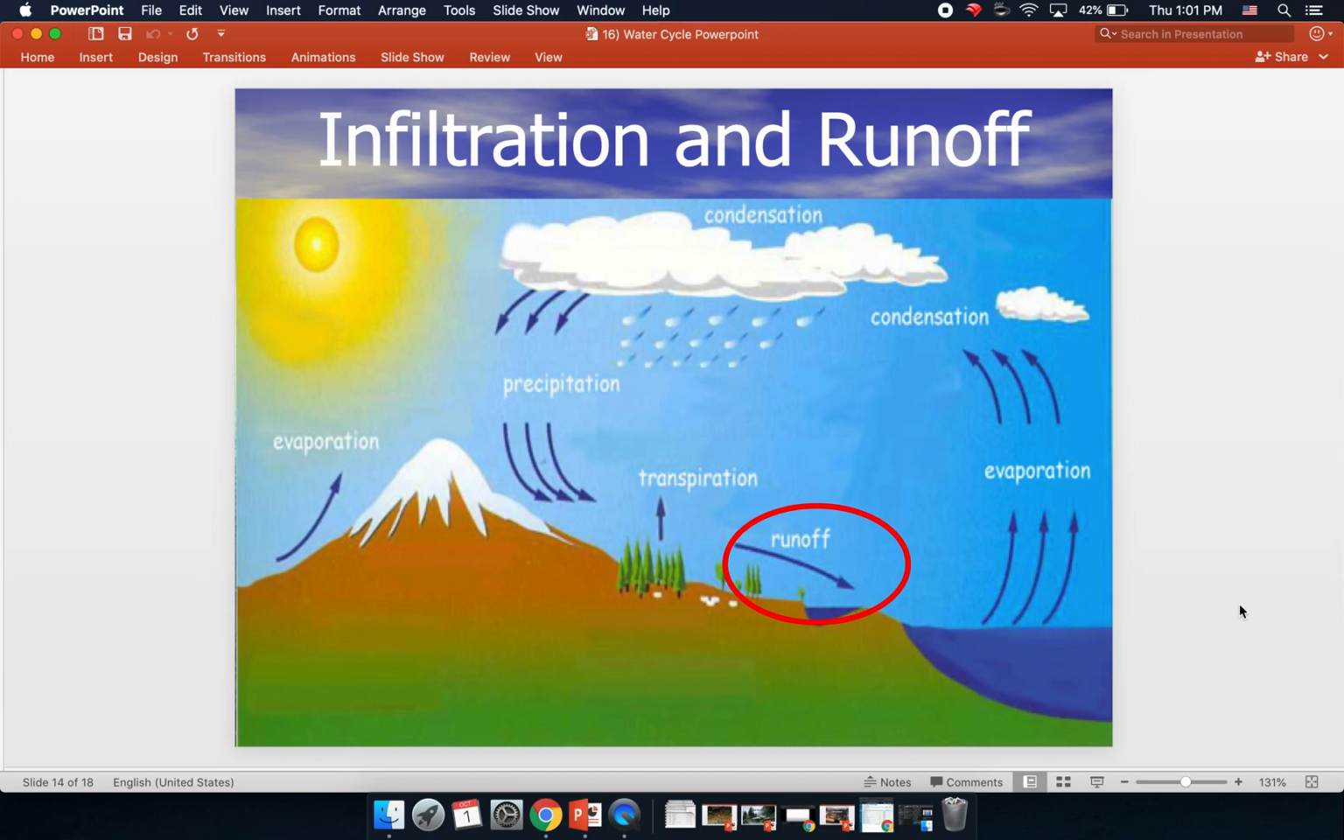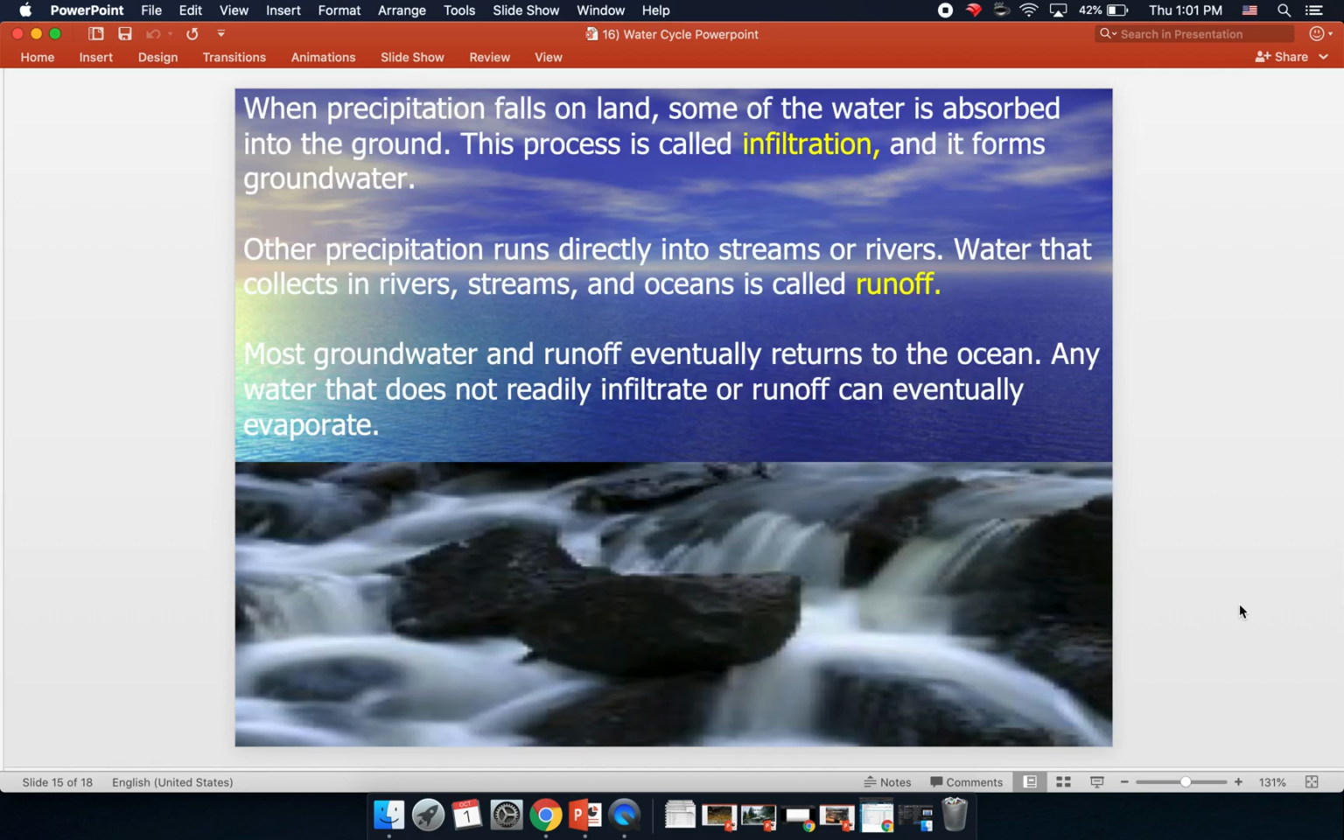Infiltration and runoff. When precipitation falls on land, some of the water is absorbed into the ground. We've definitely talked about this before. This process is called infiltration, and it forms groundwater. So when the water initially seeps into the ground and becomes groundwater, we call it infiltration.